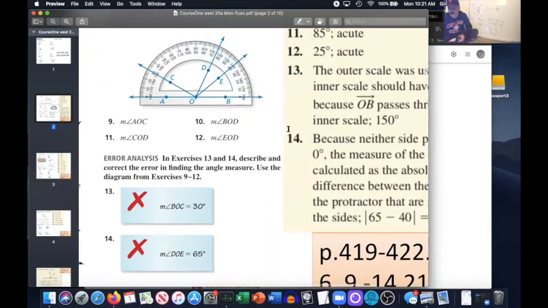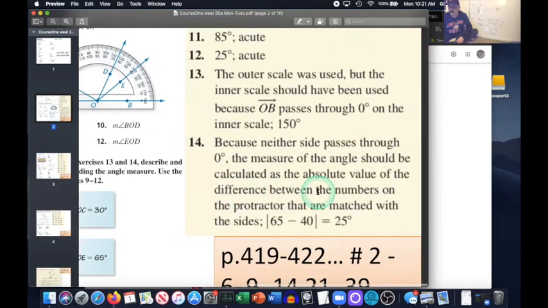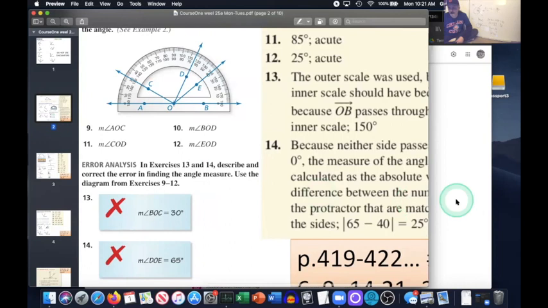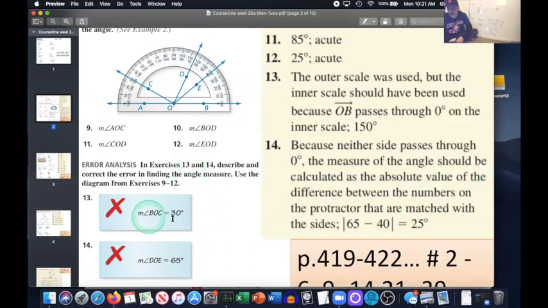Okay, and then the next part here, you can see the sophisticated response that the book provided, right? But BOC, a lot of times people react to the first thing they see. Well, BOC, that's bigger than 90. So pick the bigger number. People will pick 30 because that's the first number they see, right? So think about how big this should be before you pick a number. And then DOE is 65.